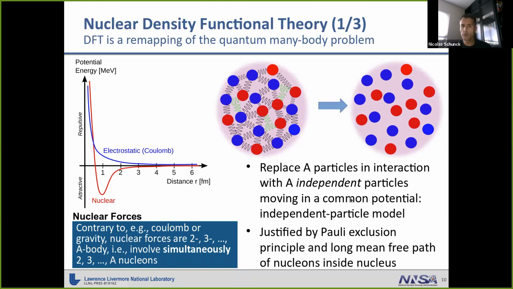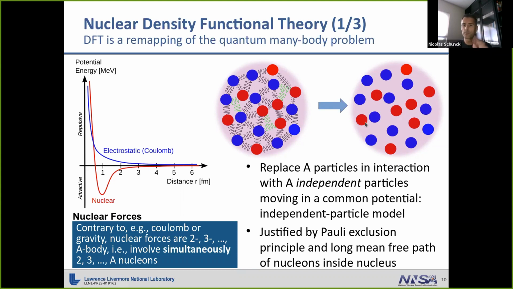If you try to measure it, you find that the mean-free path is practically the same size as the whole nucleus. So everything happens as if nucleons were really independent of one another. And qualitatively, that justifies what we call the mean field approximation that underpins the nuclear DFT. So again, that's kind of qualitative.